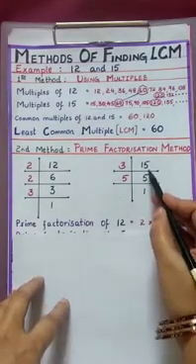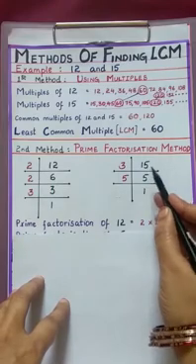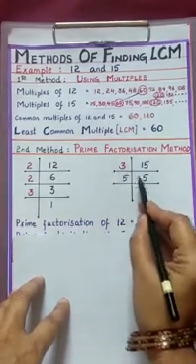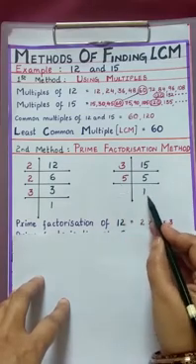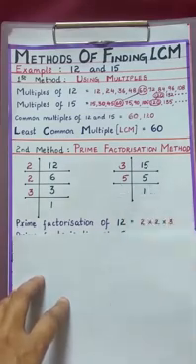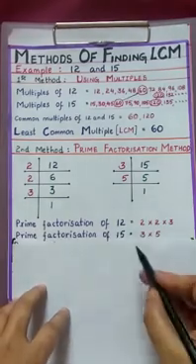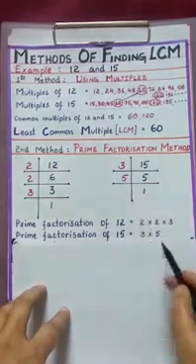Now come to 15. 15 is an odd number, so it is divisible by 3. 3 fives are 15. Again 5 is a prime number which is divided by itself. 5 ones are 5. So the prime factorization of 15 is 3 into 5.